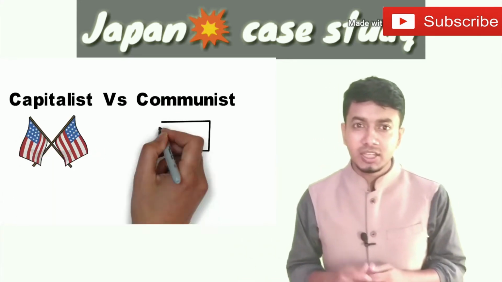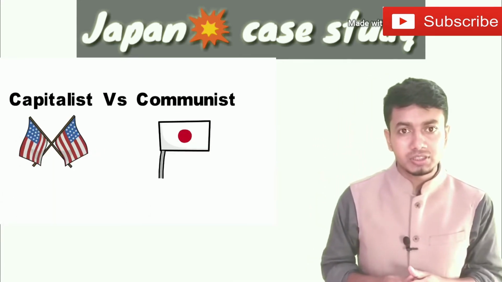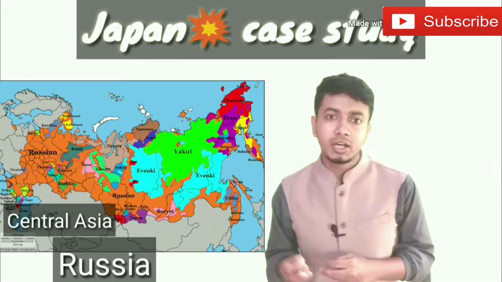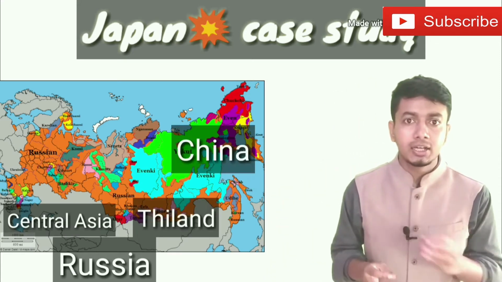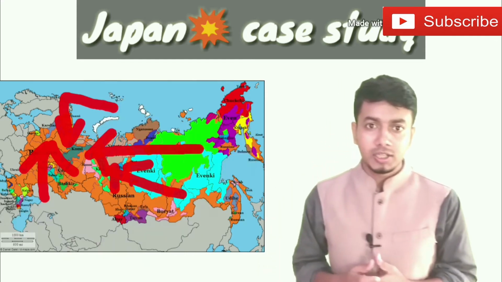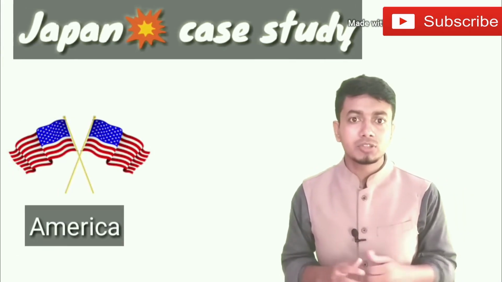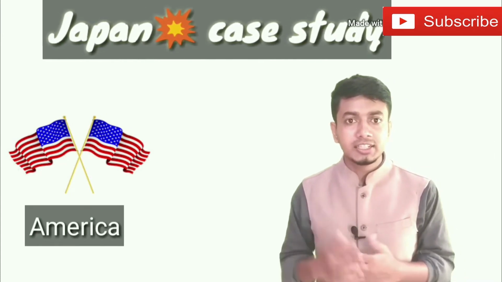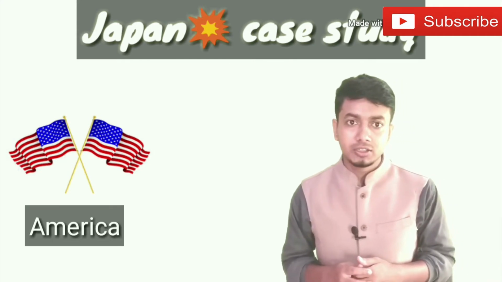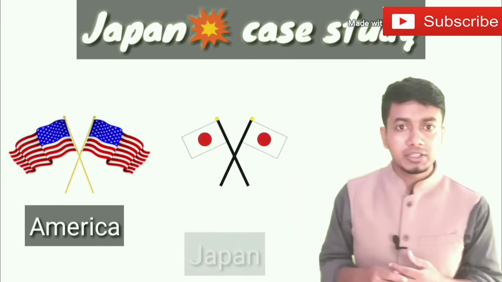America is the capitalist and Japan is communist. This time, Russia was so smart. Russia was connected with Central Asia, Thailand, China, Korea, and this bond was so strong. At that time, America had no friends in Southeast Asia, so they needed a friend to survive their army in Southeast Asia. So, at that time, America needed a friend and also Japan needed a friend.